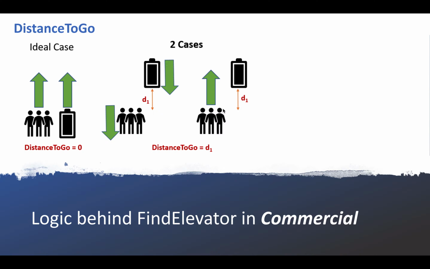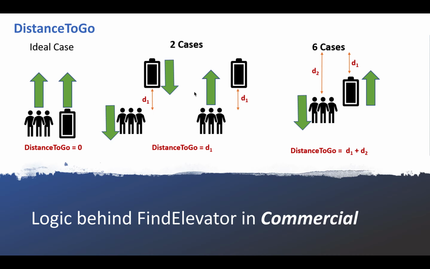There are 2 cases. In these 2 cases, the elevator is idle and the distance to go is the distance between the elevator and the user, or the elevator and the user have the same direction and the elevator has not yet arrived to the user. So again, we just measure the distance between the elevator and the user. In all other cases, the distance to go is the distance that the elevator needs to go to its final destination and then come back to pick up the users.